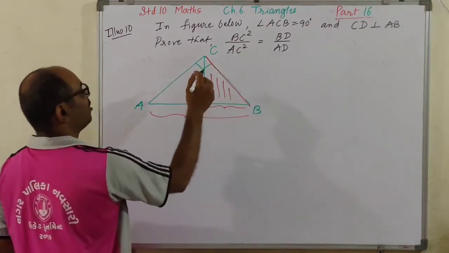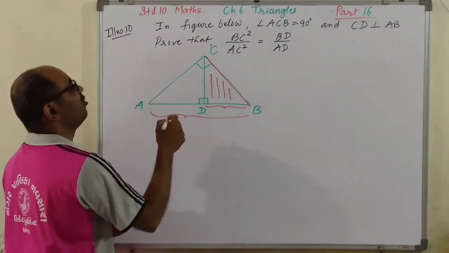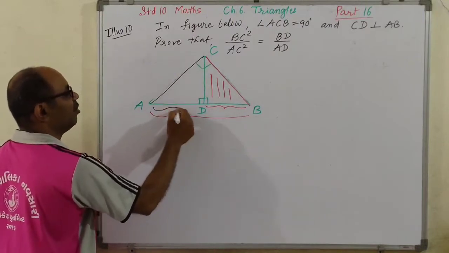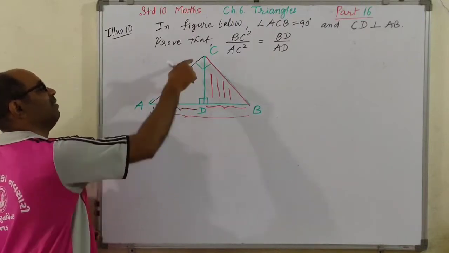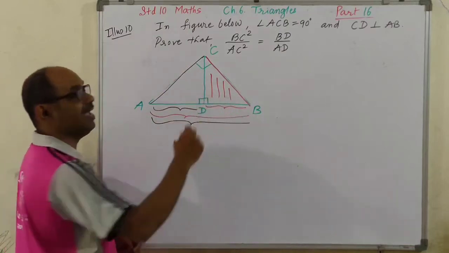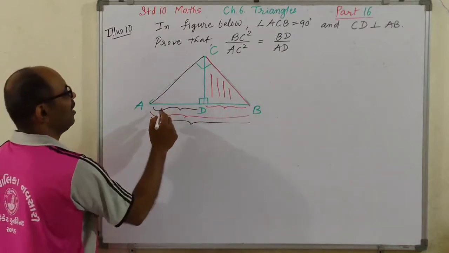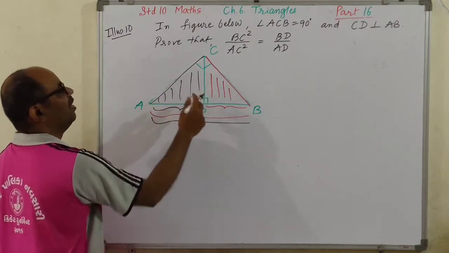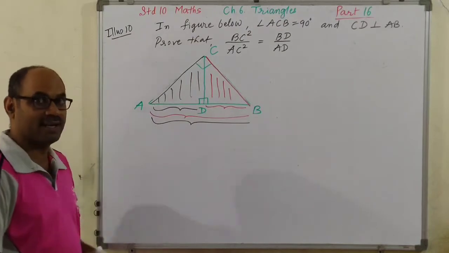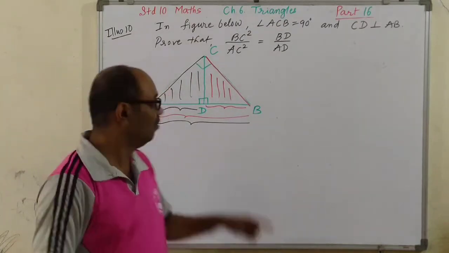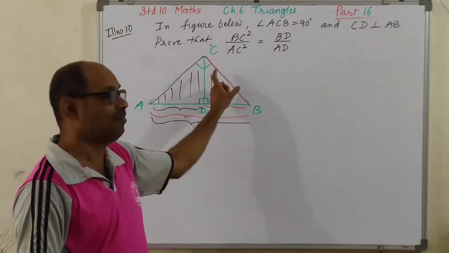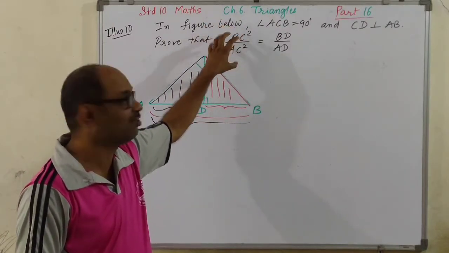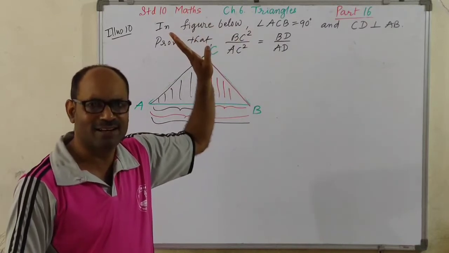AC square, so here it is AC. Now you know that AC square is equal to AD into AB, because AD is the adjacent segment. So AB and AD will come from this triangle. The black triangle is similar to the green triangle, so we have to take that. You will get AC square from there, and from here you will get BC square. Then if you use Euclid's property and take the ratio, you will automatically get the result.